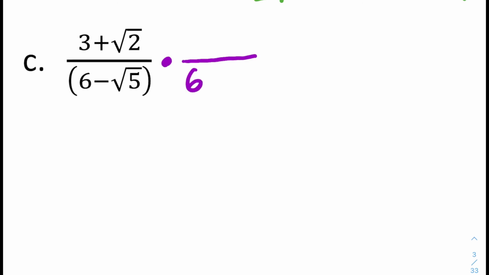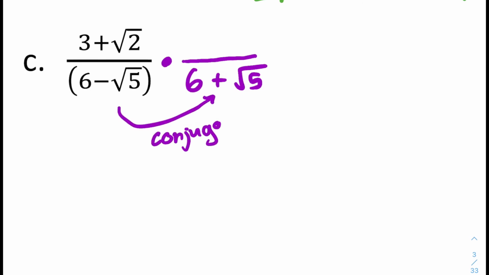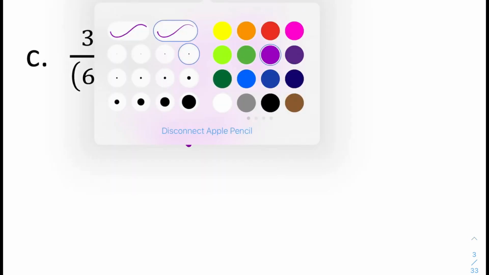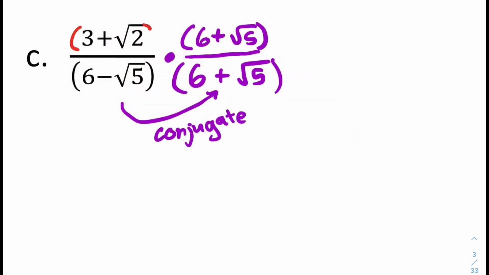I'm going to multiply by this thing called the conjugate. So the conjugate of my denominator is just my denominator with the sign flipped between both of my terms. So if it's 6 minus square root 5, I'm going to multiply by 6 plus square root 5 over 6 plus square root 5. Now this may not seem like it'll work, but it will, and I'm going to show you. So it's a little bit messy, distributive property on everything here.